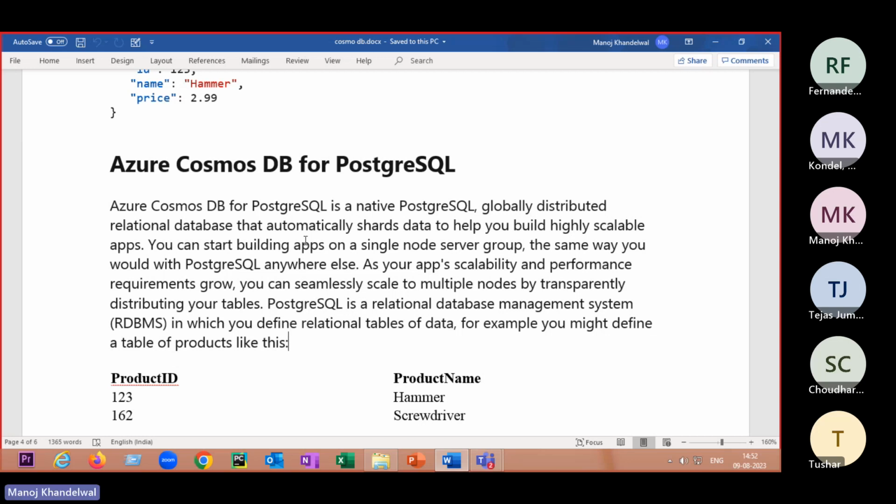So the challenge that comes in is where to keep the database. If you keep the database in India, what about the US clients? What about the UK clients? So that becomes a challenge, a bottleneck. That's why we need a distributed system, and that's what this Cosmos DB does. It's a globally distributed relational database that automatically shards data to help you build highly scalable apps.